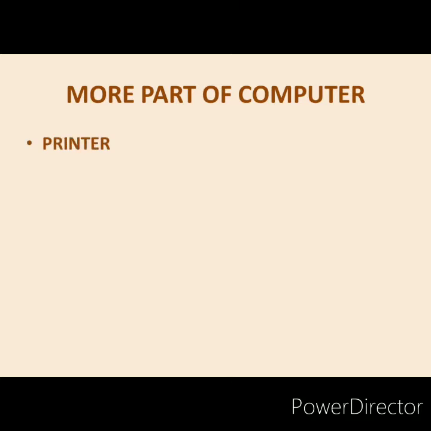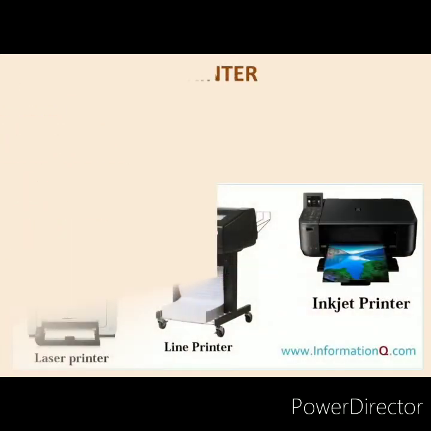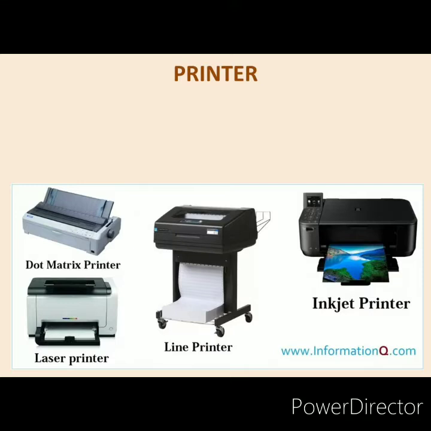More parts of the computer are like printers. These are the other computer parts: microphone, speaker, headphone, CD, hard disk and pen drive. These are the other various parts of computer. First one is printer. These are the printers. Okay, printer, it is used to print text or picture on a page.